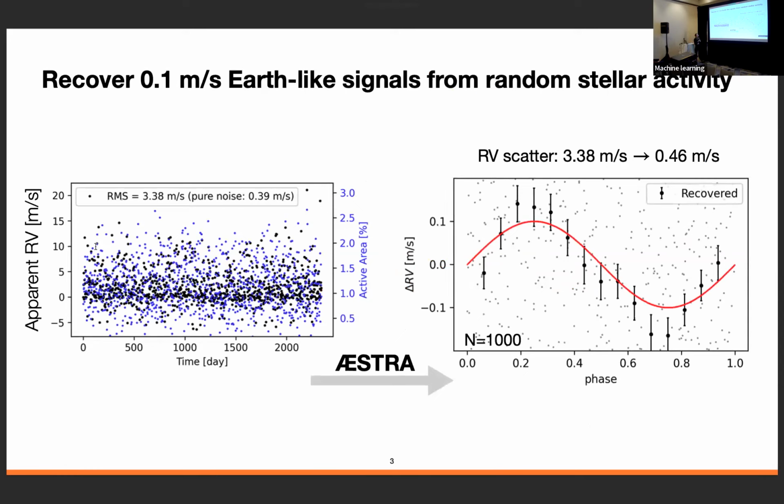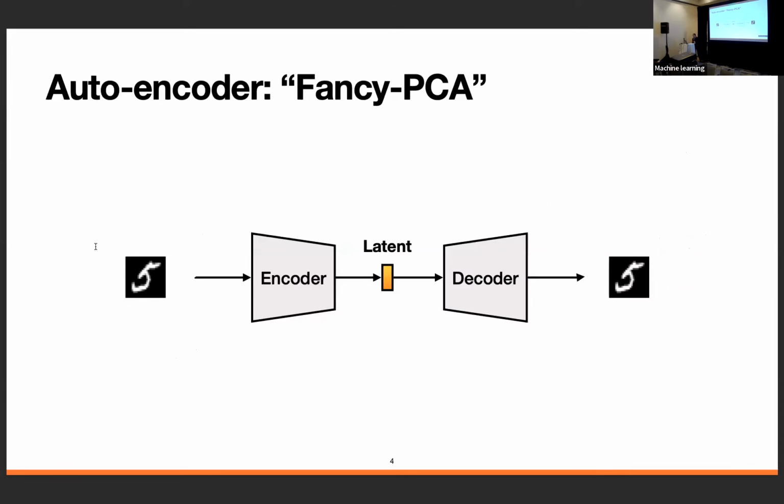Here I show how Astra has been used to recover a 10 centimeter per second Earth-like signal in the presence of stellar activity noise, which is 30 times larger than the signal we were looking for. The recovery is basically perfect. We achieved a photon noise limit in the RMS. How is that possible? I will try to give a quick introduction to the core component of this algorithm, the autoencoder.